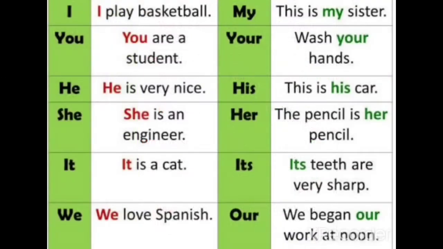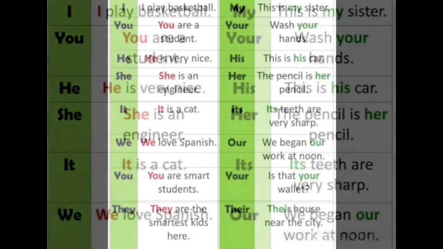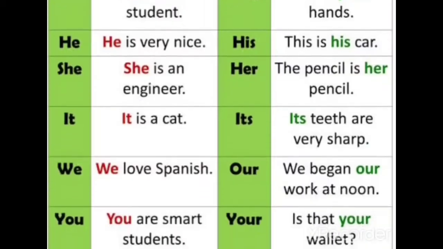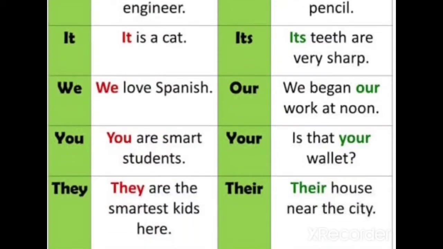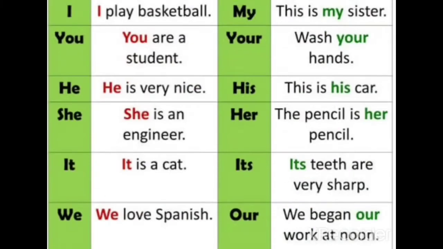Look at the first one, I. I play basketball. Then for you, you are a student. He is very nice. Then she is an engineer. Then it is a cat. We love Spanish. You are smart students. Then they are the smartest kids here.